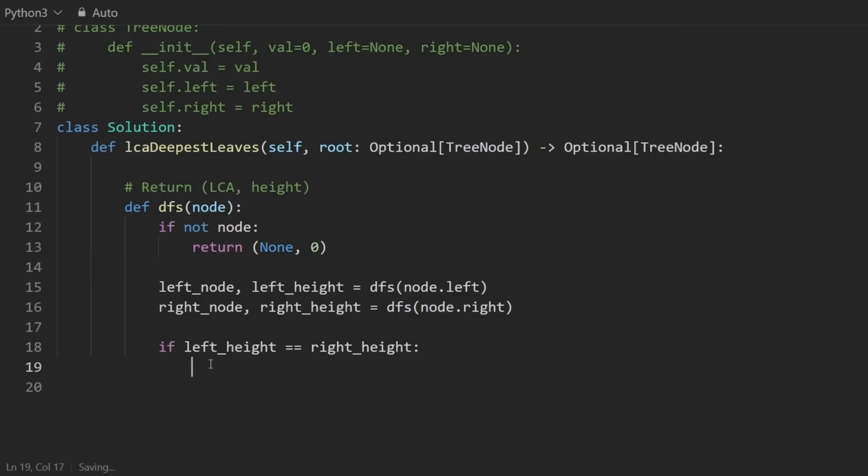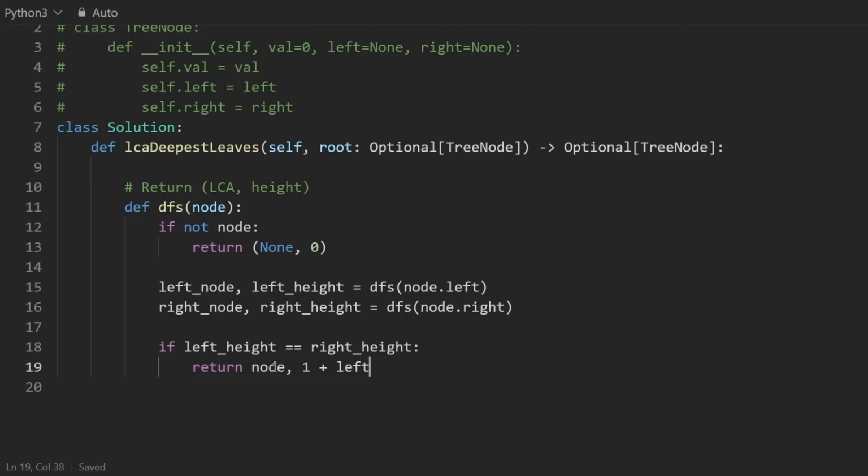What are we going to do? Well, we know that's kind of the easy case. That means the current node is the lowest common ancestor because the left and right depths and heights are the exact same. So we can say return the current node and return 1 plus either the left or right height.